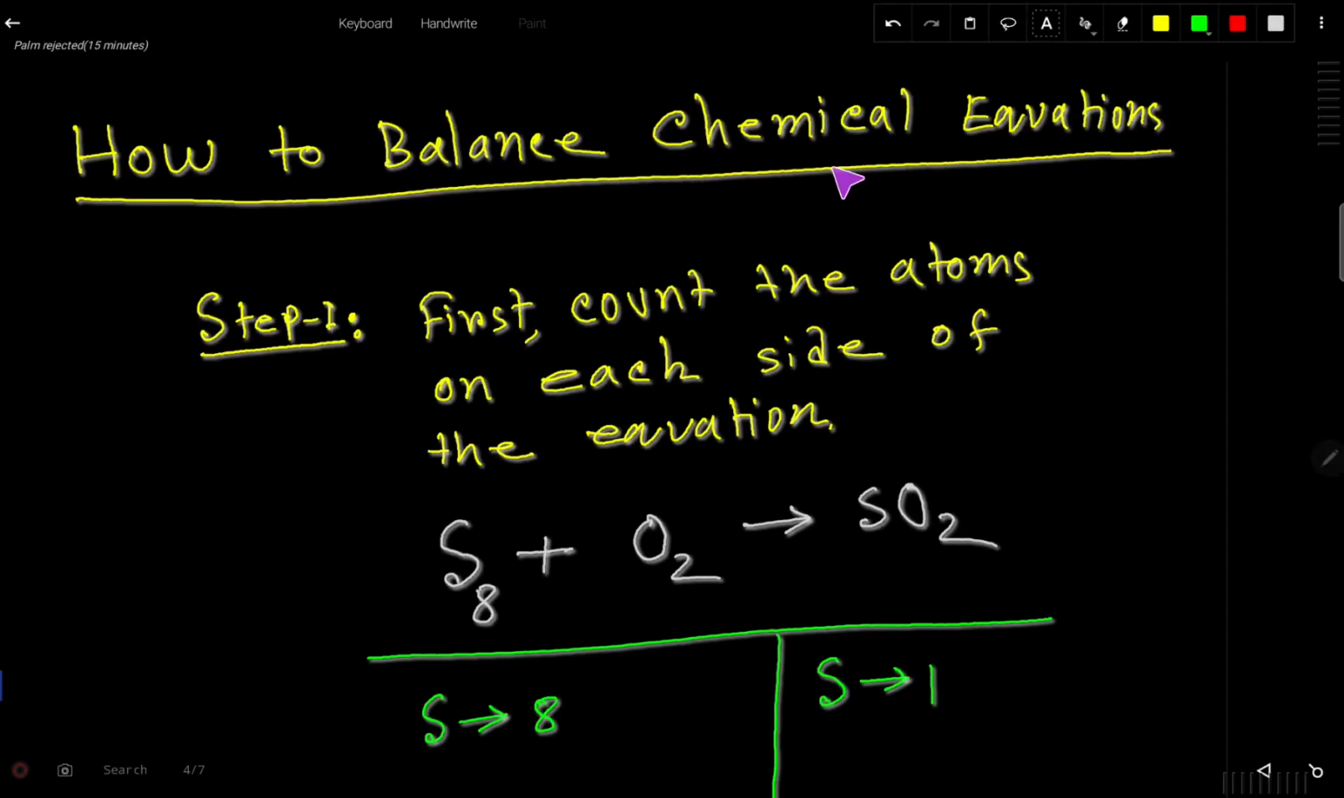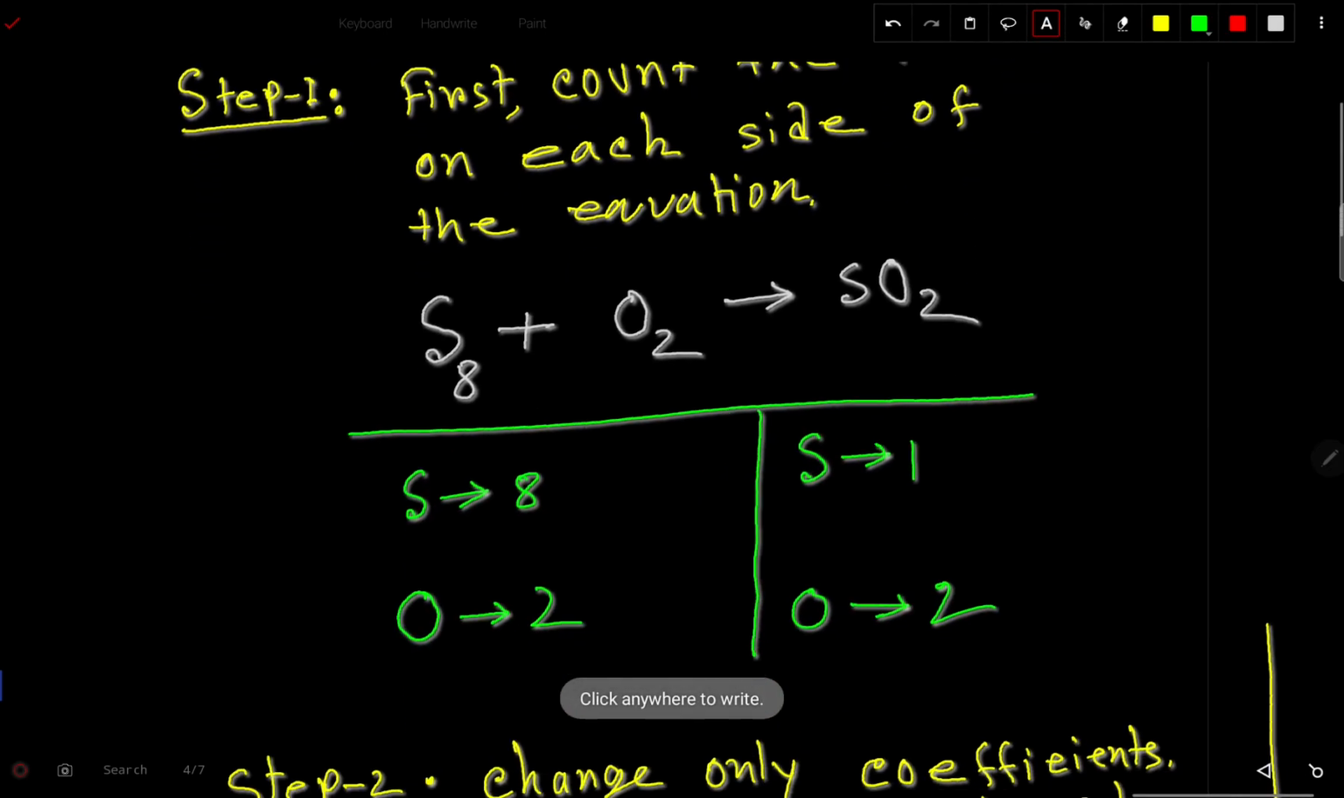How to balance chemical equations, or balancing chemical equations easily. First, count the atoms on each side of the equation. So let us consider this equation.